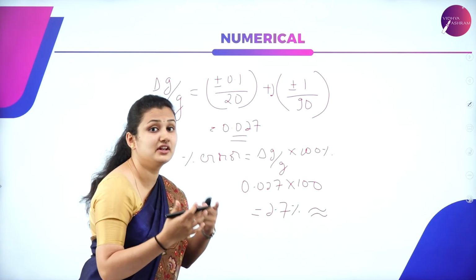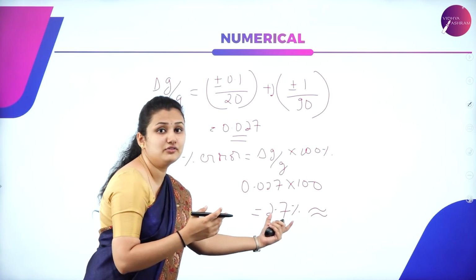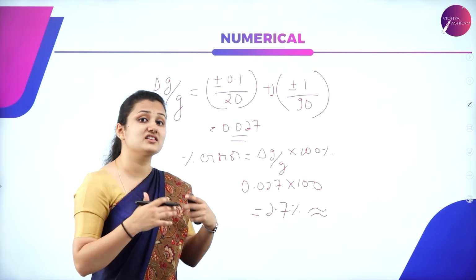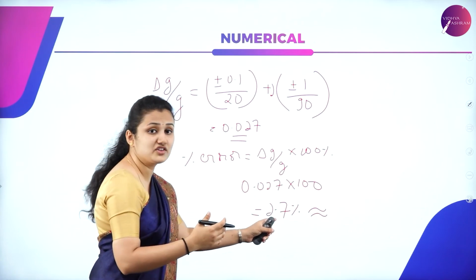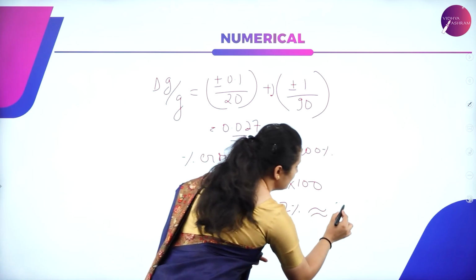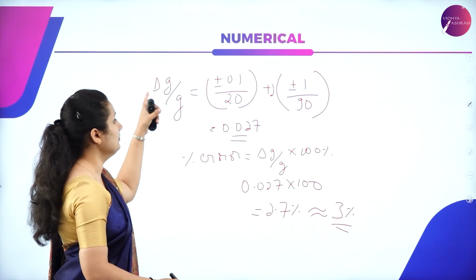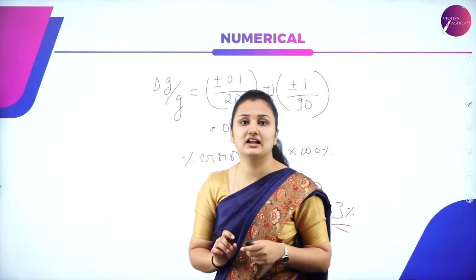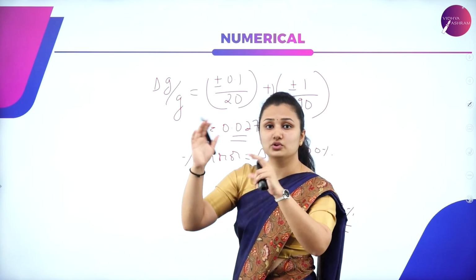So, you can approximately write. In the next session, I will tell you how you approximate the given result or final value, how you round up significant values. I'll tell you what significant figures are and how you round up digits in your next session. So approximately I can write 2.7 as 3%. So your percentage error is 3%. So relative error is 0.027.